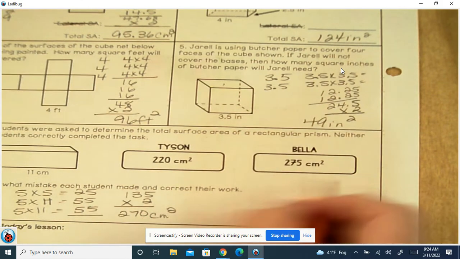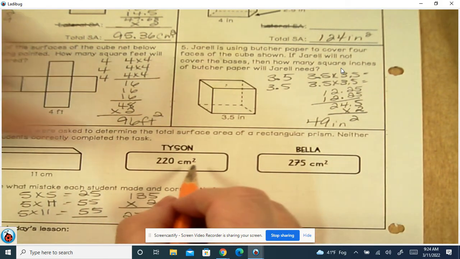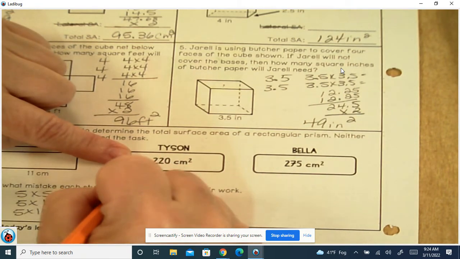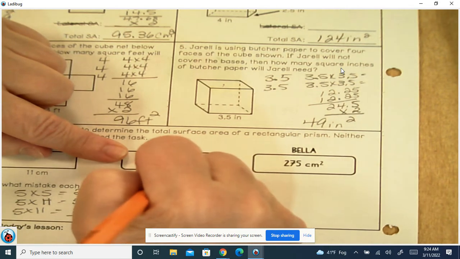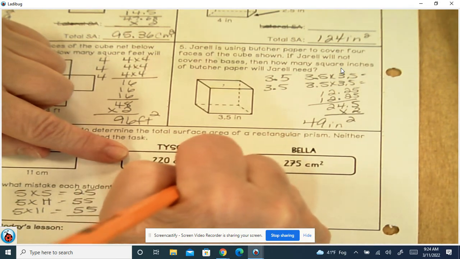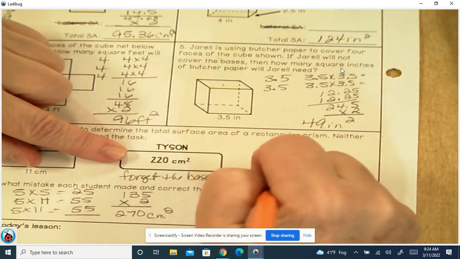All right, neither one of them got it right, but Tyson forgot the bases. So he added the bases, or forgot the bases. And Bella calculated the volume.